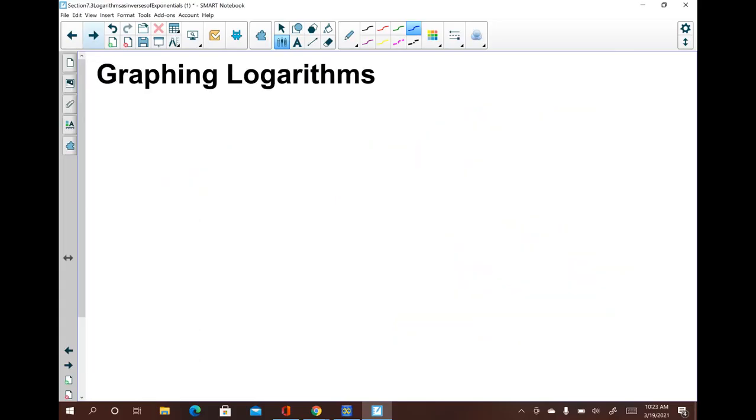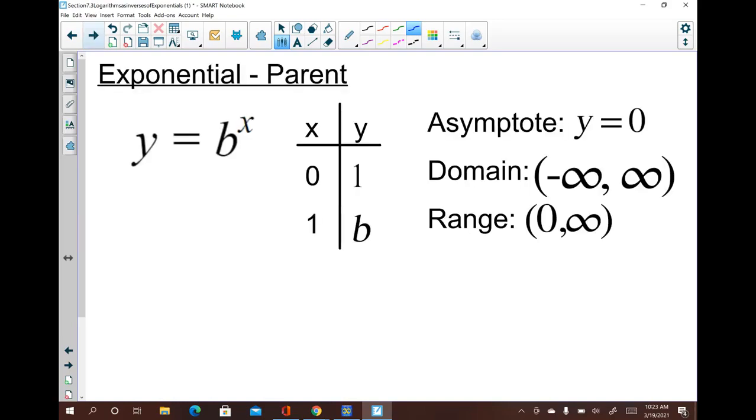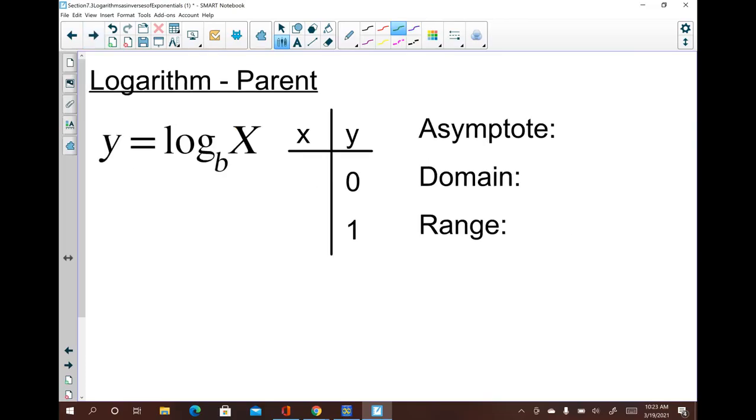Next, we'll talk about graphing logarithms. We're going to use the fact that exponentials are the inverse of our logarithms. So from our exponential in the graphing lesson, we know the parent equation is this, the table looks like this, and we have an asymptote at y equals 0, domain and range. Therefore, for the logarithm, we can use the fact that it's the inverse to fill out this information.